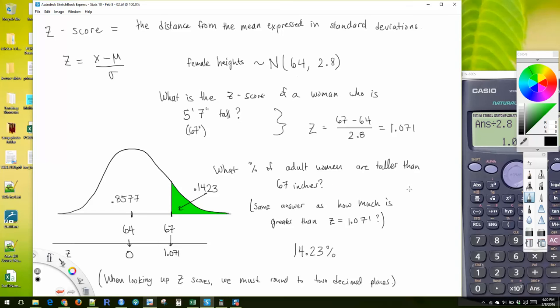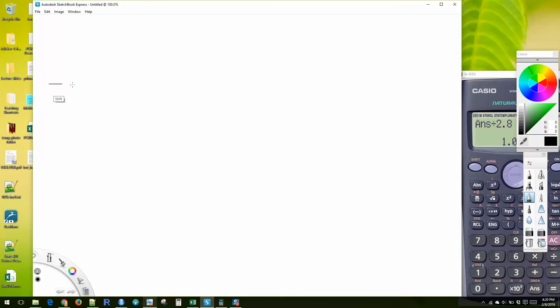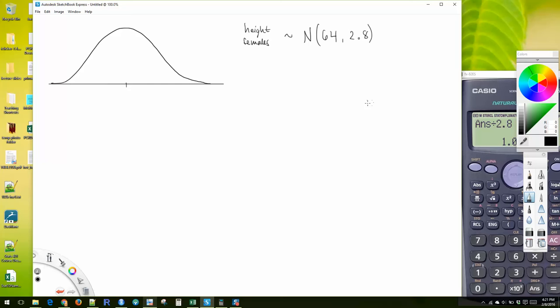Okay. Are we feeling good about this? We can flip this around. Maybe I will draw the picture and have you work it out, and we'll turn it into a clicker question. So heights of females still follow a normal distribution, mean of 64, standard deviation of 2.8. Now notice this is a different question. What height corresponds to the 40th percentile of heights?